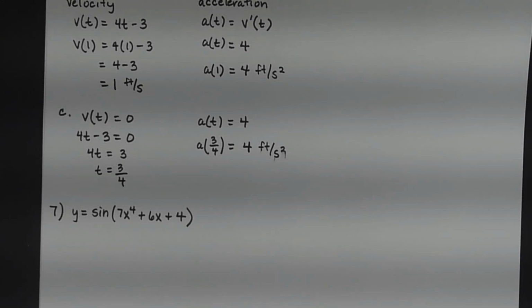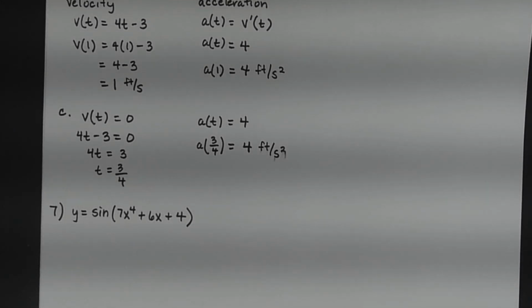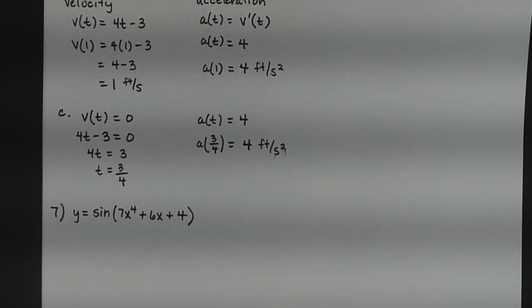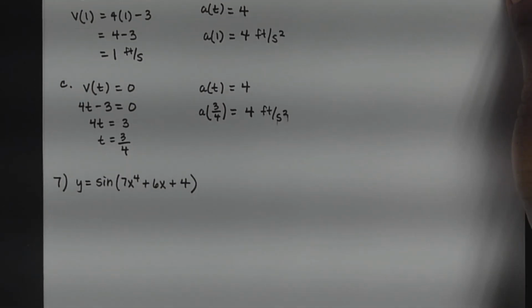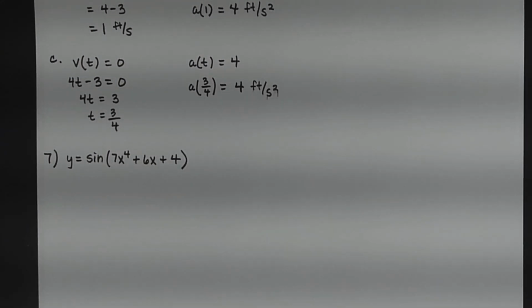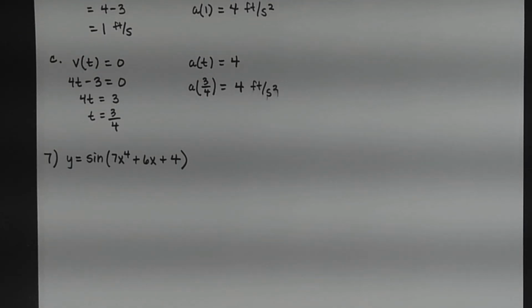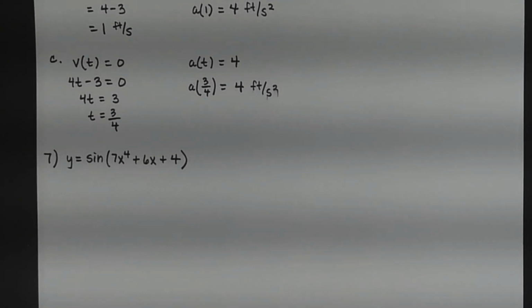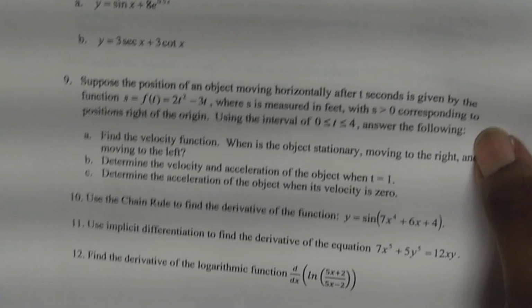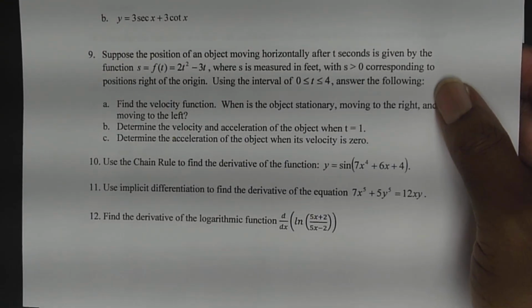All right, everyone, this is a continuation of the review for the Calculus 1 final exam. Problem number 7 was y is equal to sine of the quantity 7x to the fourth plus 6x plus 4. And here we're going to use the chain rule to find its derivative.